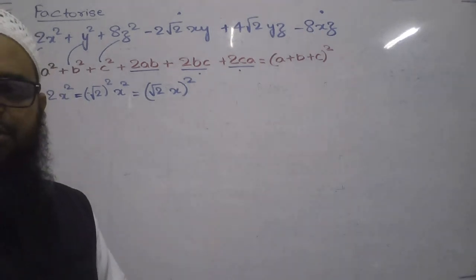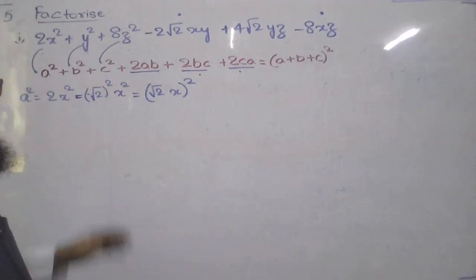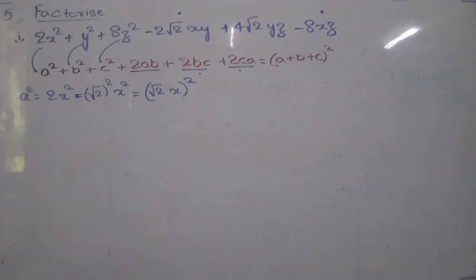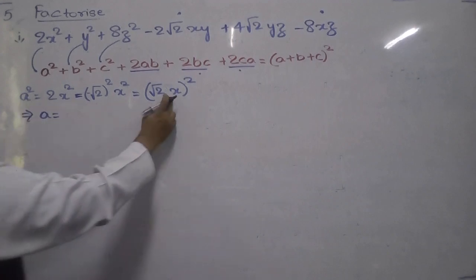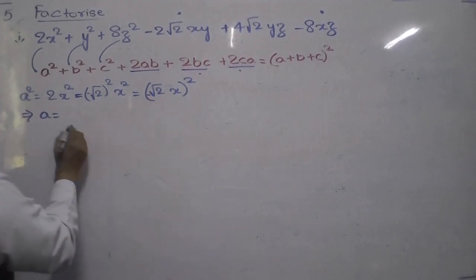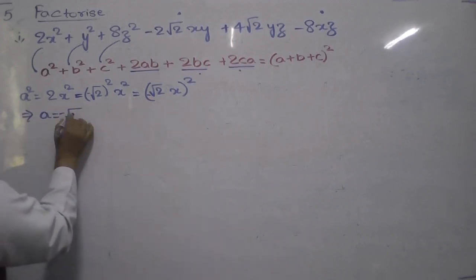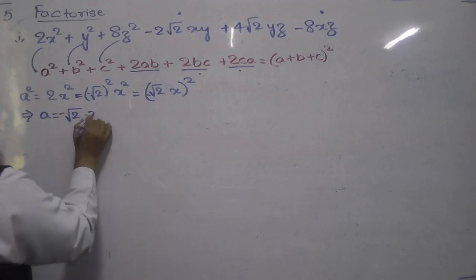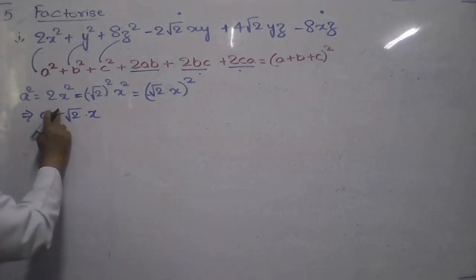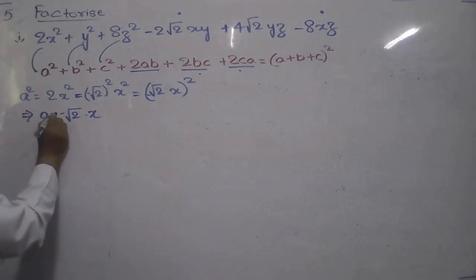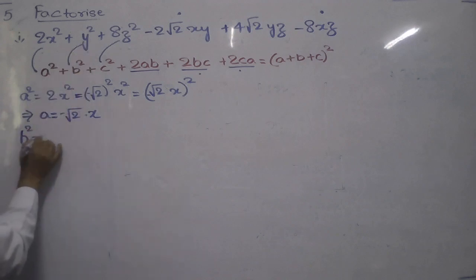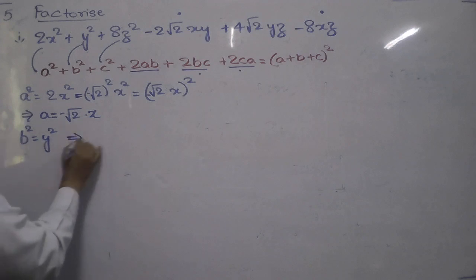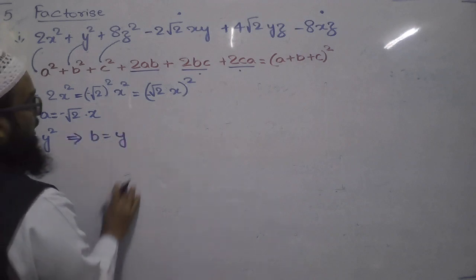Understood, my dear students? A square, a is equal to what? That implies a is equal to minus root 2x, minus root 2 into x, right? So a is equal to minus root 2 into x. So in the same way, b square is equal to y square. So there is no controversy in it. So b is equal to directly y.